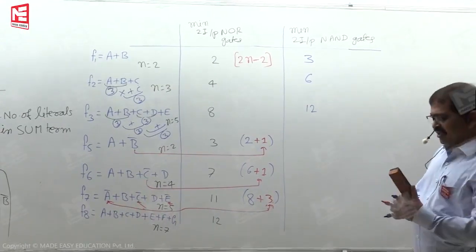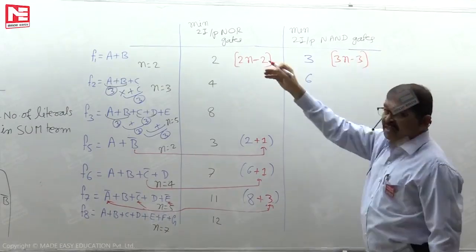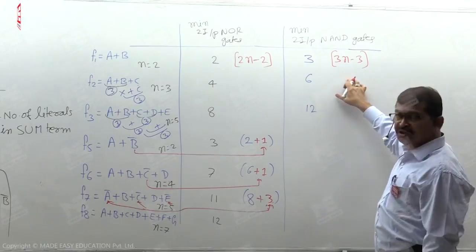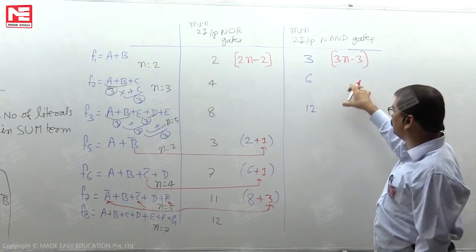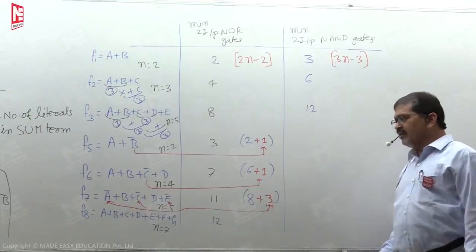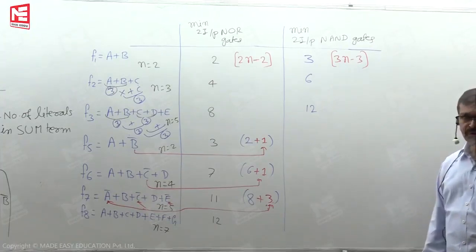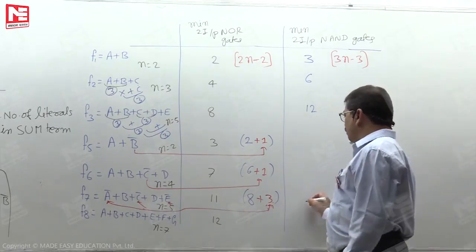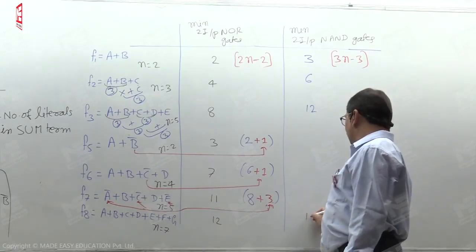So the formula for our answer will be 3n minus 3. N is 2 for the first case F1, 3 into 2, 6, 6 minus 3, 3. For the second case F2, N is 3, so 3 into 3, 9, 9 minus 3, 6. For F3, N is 5, so 3 into 5, 15, 15 minus 3, 12, and so on. For F8, N is 7, 3 into 7, 21, minus 3, the answer is 18.